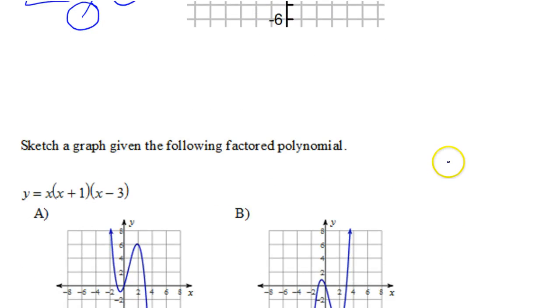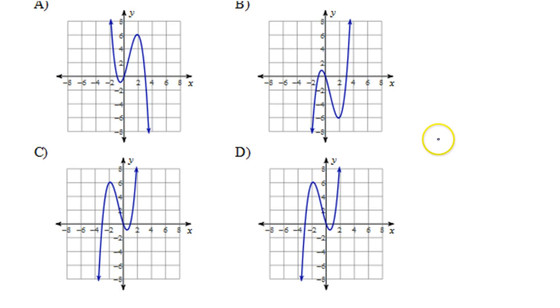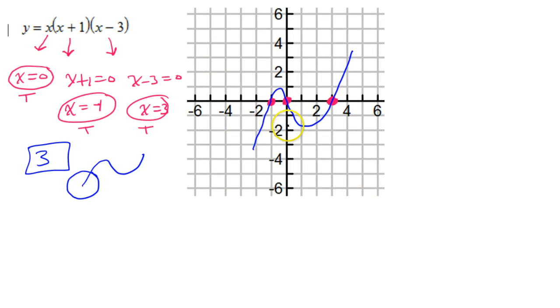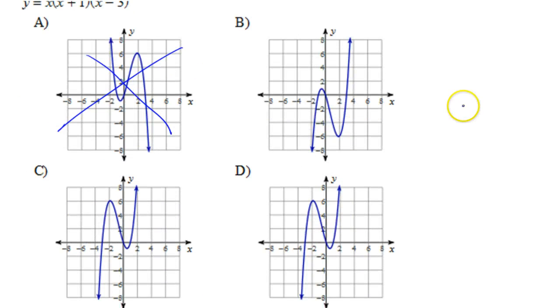So let's hunt for that. First of all, starting low, ending high, that eliminates this one. Okay, I don't see any bounces or anything, so now I'm just looking for my x-intercepts of -1, 0, and 3. So let's see. -1, 0, and 3. It looks like B is going to be the answer, because that's not -1, and that's not -1. Yeah, it looks like it's going to be B.